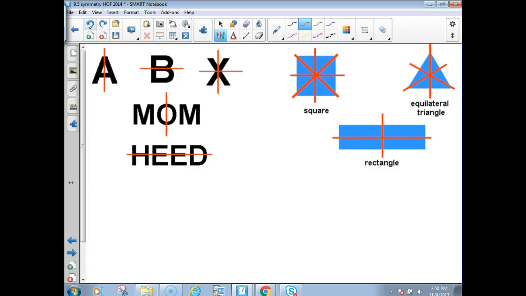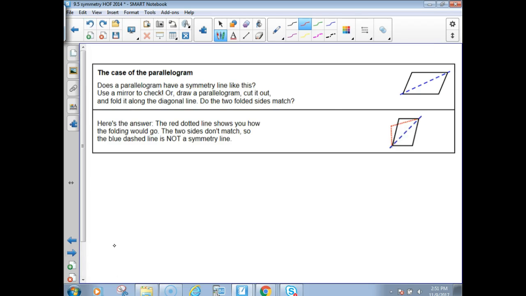So if I physically show you how you could remember, you take a rectangle, like a piece of paper, and you fold it in half. See how it doesn't match up? Okay, that's why a parallelogram and a rectangle do not have a line of symmetry on the diagonal. So I'm going to show you about the parallelogram too. Does a parallelogram have a line of symmetry like this? And the answer is no, because if you folded it, again, this point would go up there, that one would come down here. Fold it in half, it's not a line of symmetry.